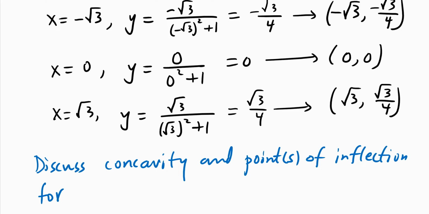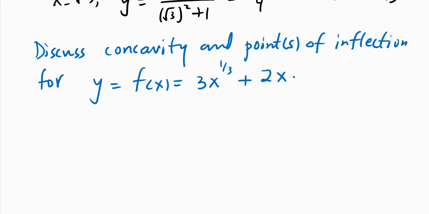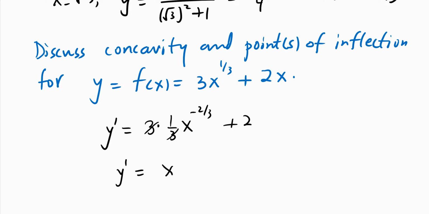For the graph of y equals f of x equals 3x to the 1/3 plus 2x. Students find this kind of question a little bit more difficult than just polynomials because this has rational exponents. So it makes it more difficult to work when it comes to finding derivatives of such functions. So let's see what we have here. First thing, we find the derivative, which is keep the 3 out, 1/3 down, x to the negative 2/3 plus 2. So y prime equals x to the negative 2/3 plus 2 after simplifying.